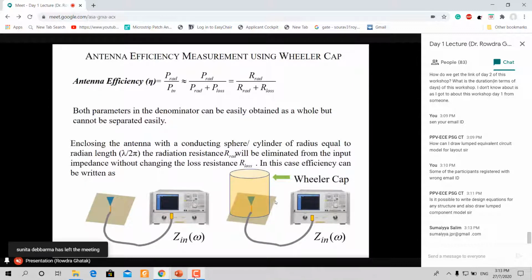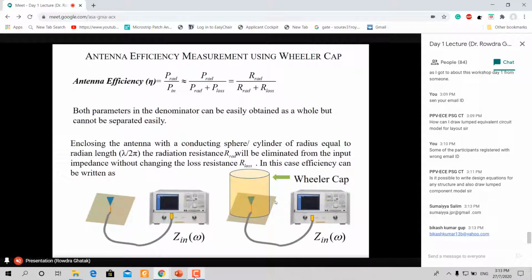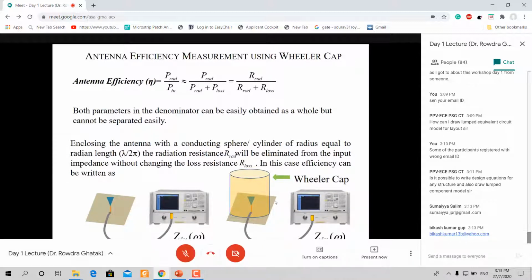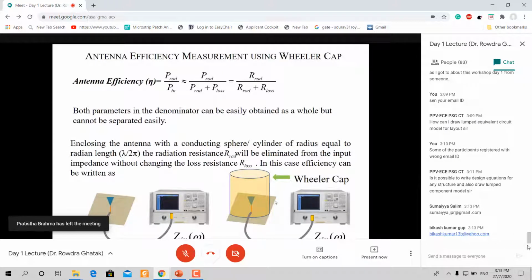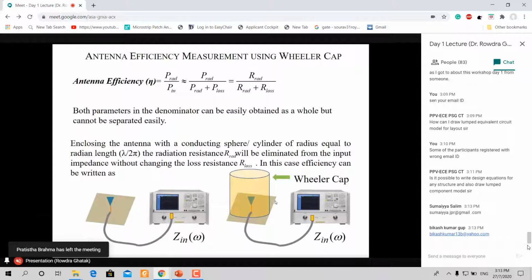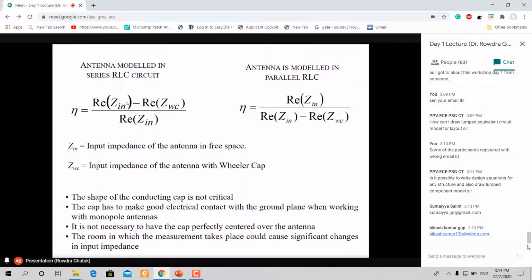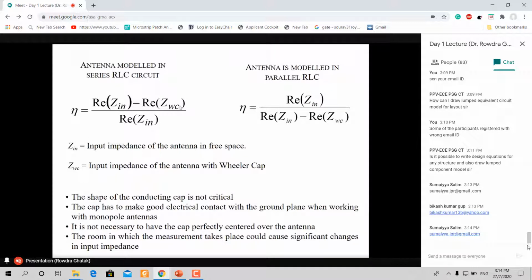So naturally, you can segregate. This actually is a roundabout technique of confining the region and finding the losses separately, uniquely determining the losses, and in some cases the radiation resistance. So the input impedance, real part, imaginary part, you can get it. The real part of input impedance with the cap, and the input impedance in free space.